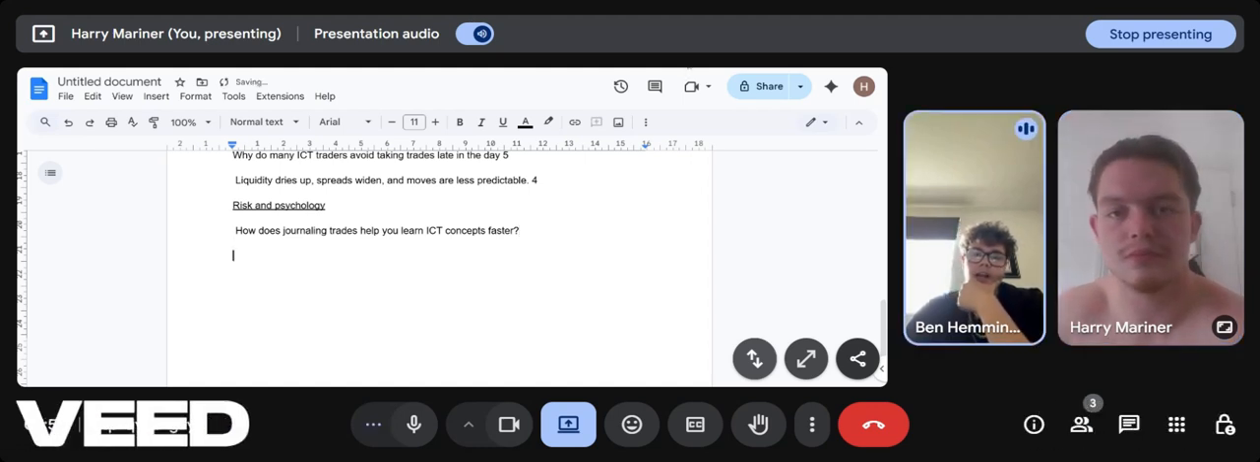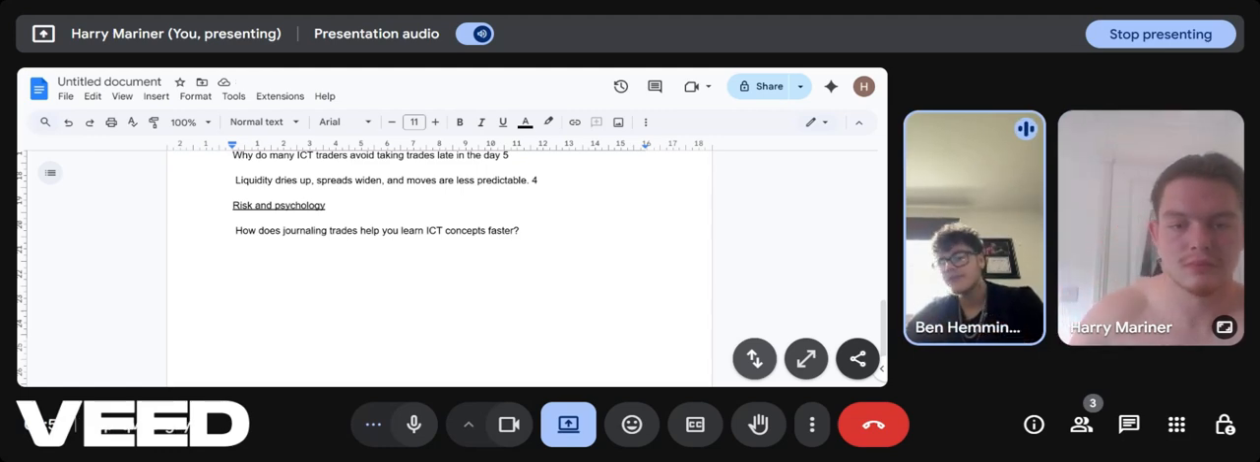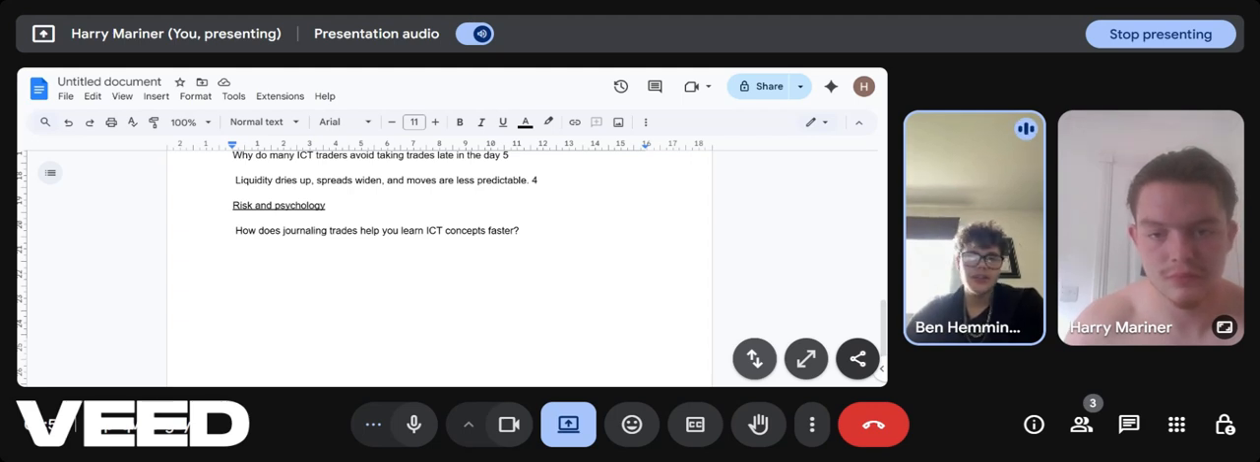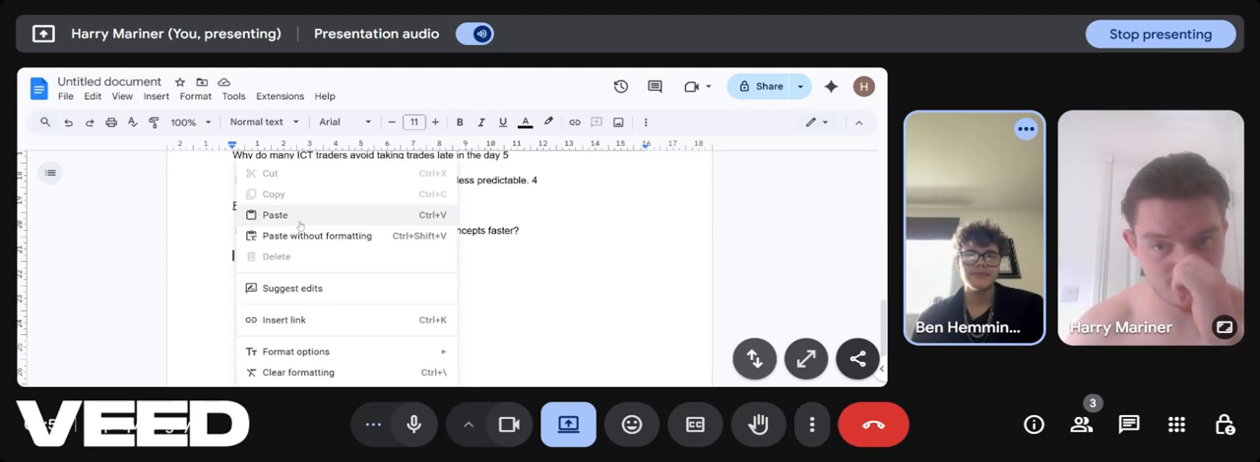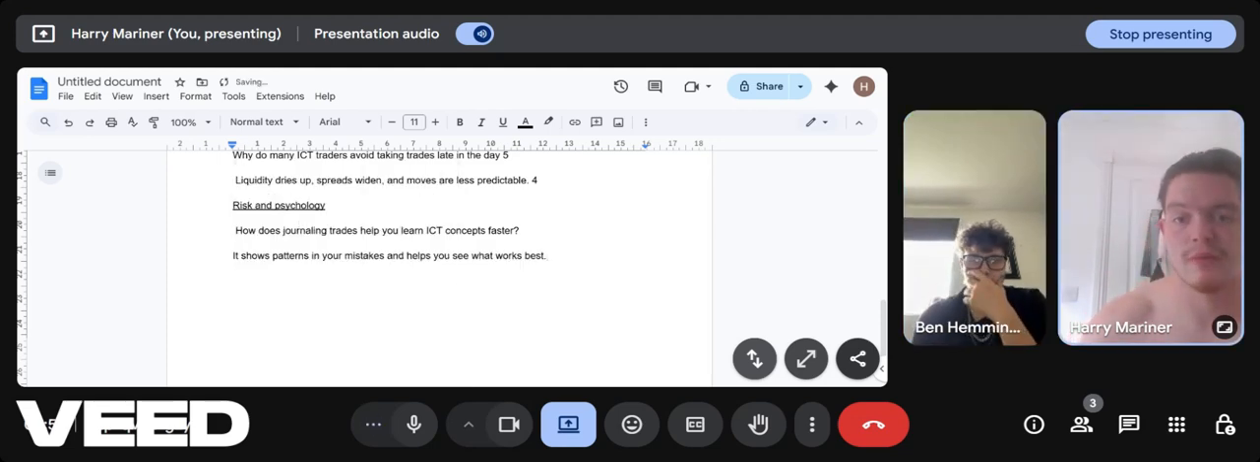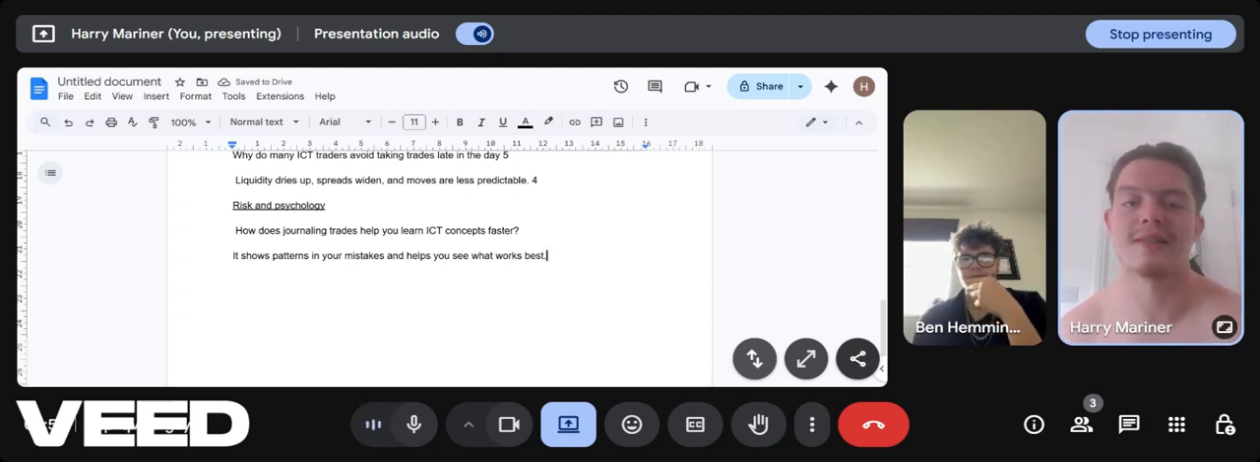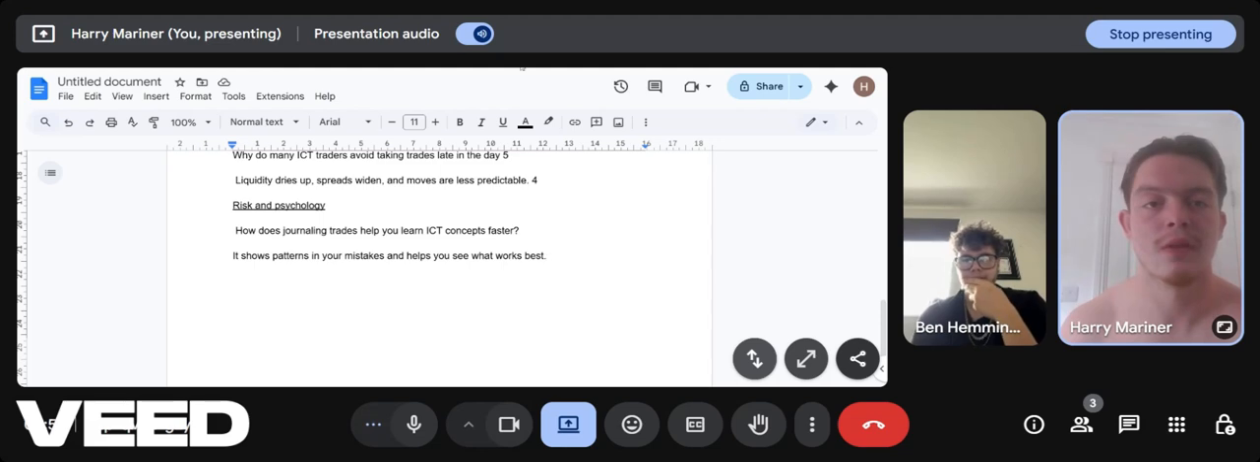It'll allow you to pick out the different areas where you're going wrong. If you journal everything from pair all the way down to the emotions that you felt during the trade, you'll be able to see even if you've got the win, where you can improve, because obviously it's just got an actual backlog, an actual journal for you to go back and compare to. Smashed it. Shows patterns in your mistakes and helps you see what works best. You basically massively elaborated on that.